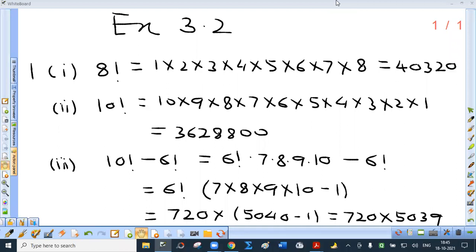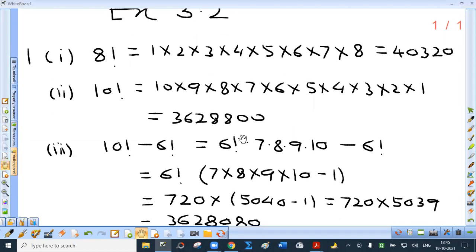Exercise 3.2, evaluate. First question. 8 factorial, the product of the first 8 natural numbers, 40,320. Then 10 factorial. You may also argue that we have already obtained 40,320, so we just multiply it by 9 and 10. That is 90. Absolutely right. But in the exam, if only this is asked, they will have to find this. So what is the answer?